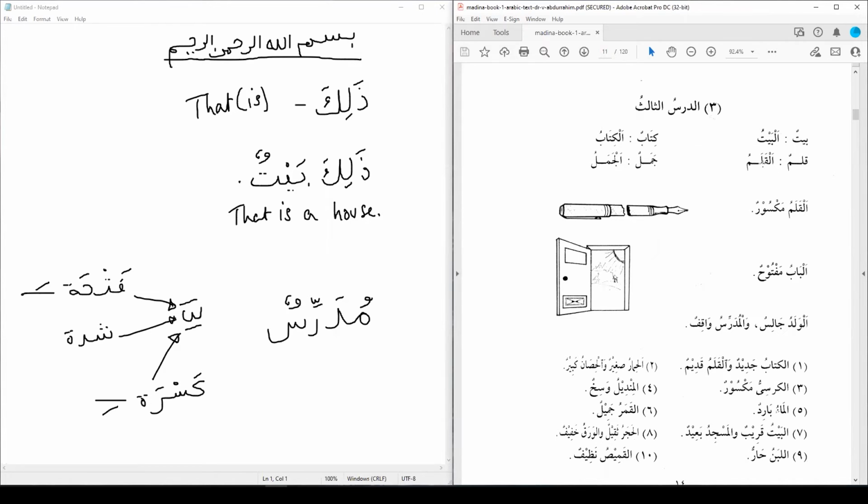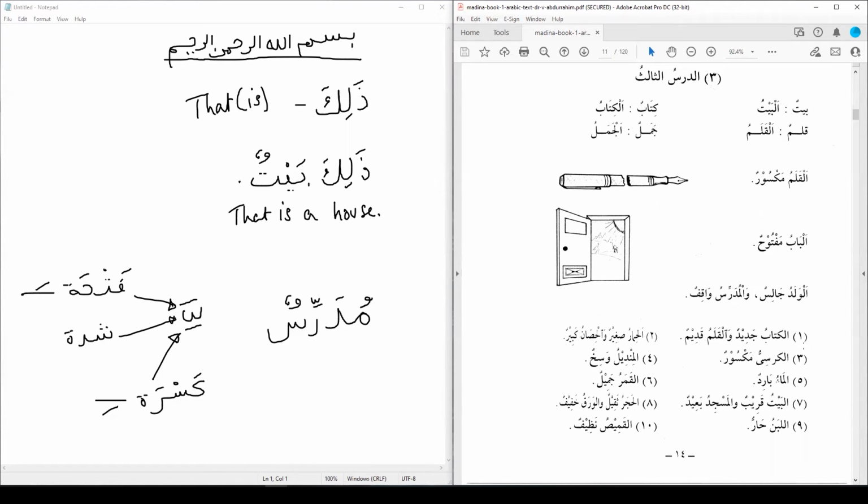Qalamun, a pen. Al-qalamu, the pen. Kitabun, a book. Al-kitabu, the book. Jamalun, a camel, a male camel. Al-jamalu, the male camel. Al-qalamu maksurun, the pen is broken. Al-babu maftuhun, the door is open. Al-waladu jalisun, the boy is sitting. Wal-mudarrisu waqifun, and the teacher is standing.